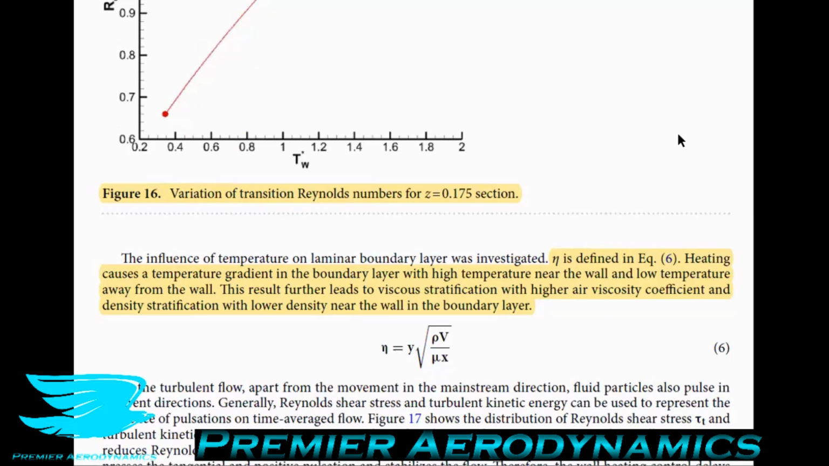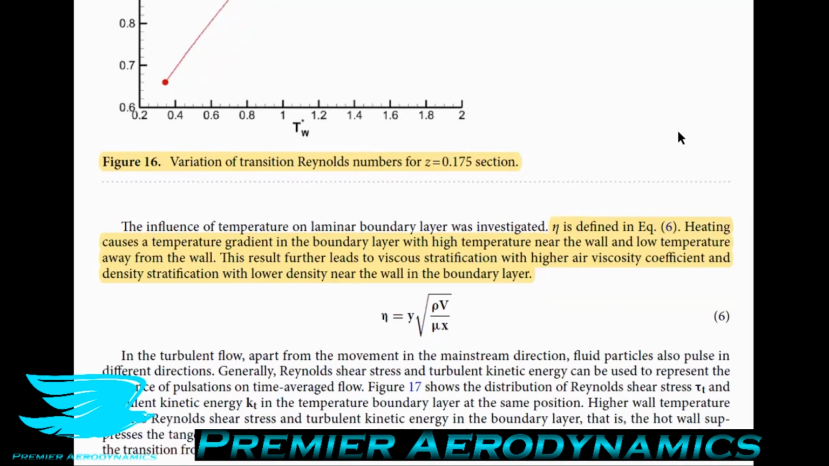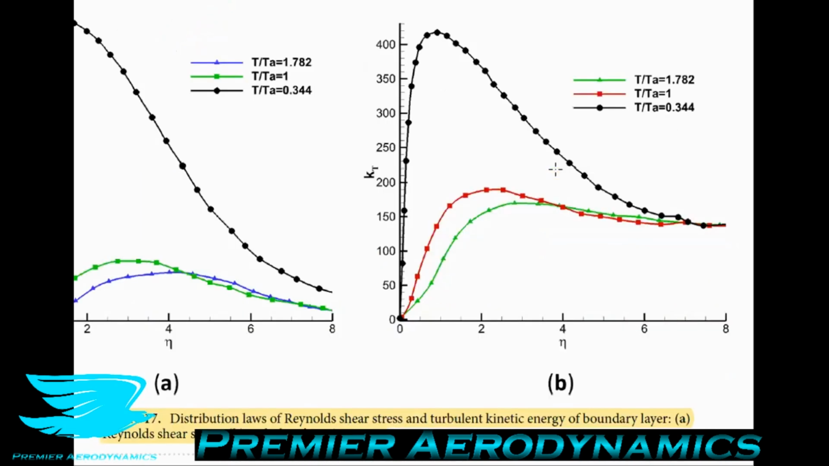So they have a new parameter now called eta, and it's defined in equation 6. I'm not going to go through equation 6, so I'll let you just see that equation there, but I'll just explain what it means. So the heating causes a temperature gradient in the boundary layer with high temperature near the wall and low temperature away from the wall. This result further leads to viscous stratification with higher air viscosity coefficient and density stratification with lower density near the wall in the boundary layer. And eta is a measure of that.